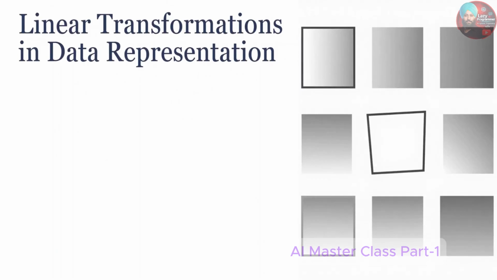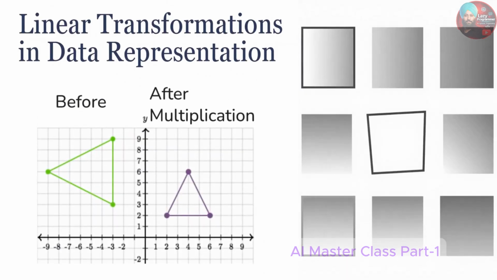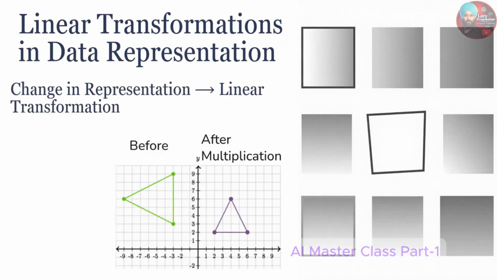Until now, we have been saying matrices store numbers and perform multiplications. But there is another very powerful way to look at a matrix. A matrix is not just a container of values. It is actually a machine that transforms data from one form into another form. Now imagine you have a set of points drawn on a graph, and if you multiply those points with a matrix, the points may rotate, stretch, shrink, or even tilt. Nothing magical happens here. The data is the same, but the representation changes. This idea of changing representation is what we call linear transformation.